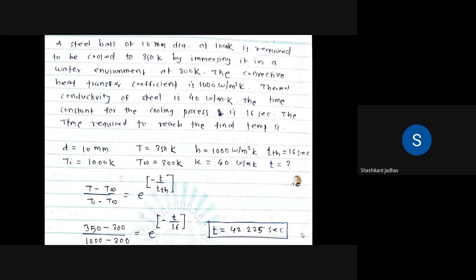Then the time constant is given. So what is the notation? The time constant, tau_th, is given, that is 16 seconds. tau_th is equal to 16 seconds. And we have to find out the time required to reach the final temperature.